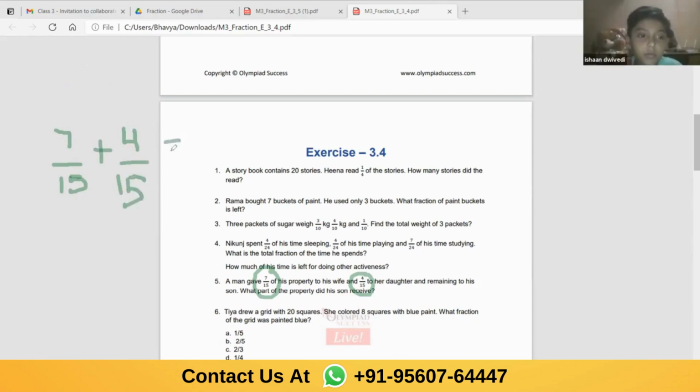So, when I add them up, what do I get, Ishan? Ma'am, 7 plus 4. Yes. Ma'am, it is 11. Now, 11 by 15 property is already given. So, how much property is left so that he can give it to his son?